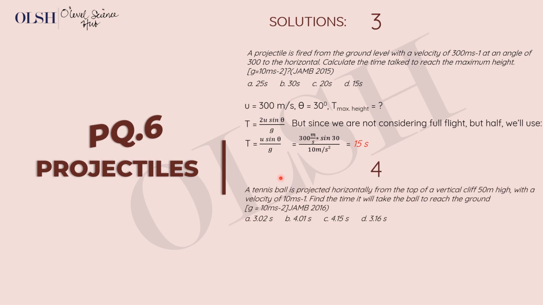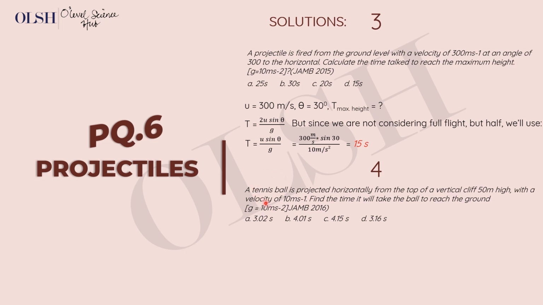Let's go to the fourth question. It says a tennis ball is projected horizontally from the top of a vertical cliff 50 meters high with a velocity of 10 meters per second. Find the time taken for the ball to reach the ground. Of course, we're given gravity to be 10 meters per second squared.